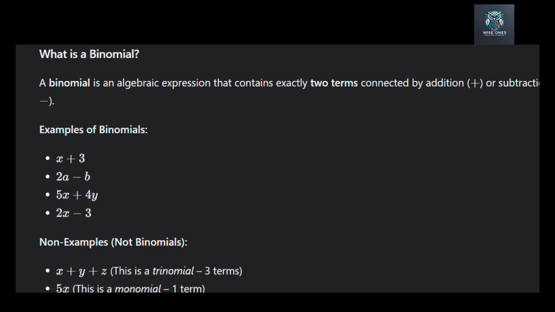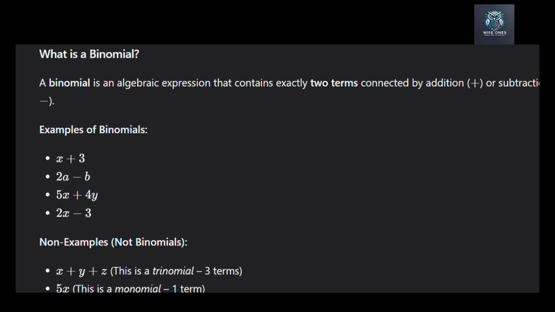So what is a binomial? The word itself gives us a clue. Bi means two. Like a bicycle has two wheels, nomial refers to terms. So a binomial is simply an algebraic expression that has exactly two terms. These two terms are connected by either a plus sign or a minus sign. Let me give you some examples so you can see what I mean.